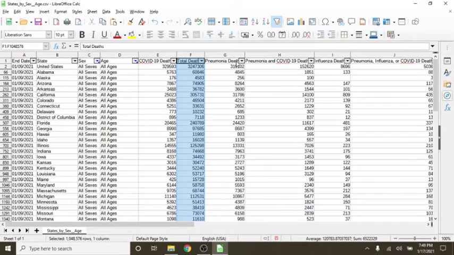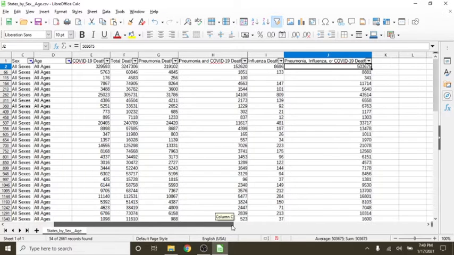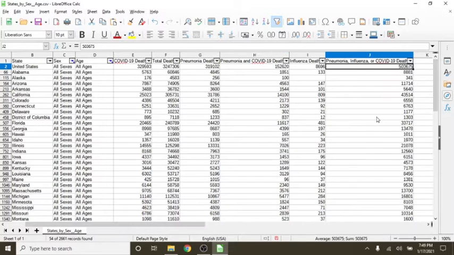COVID-19 total deaths, pneumonia deaths, COVID-19 pneumonia deaths, influenza deaths, pneumonia, influenza, and COVID-19 deaths. Well, you would think this would have to match the number over there for some odd reason, wouldn't you? Should match the total deaths. Is there someone else over here we're missing? Interesting.